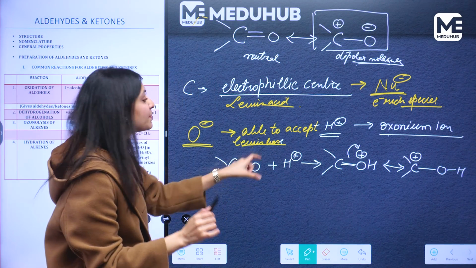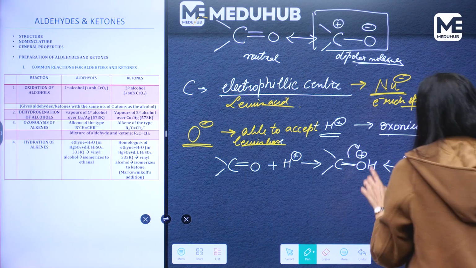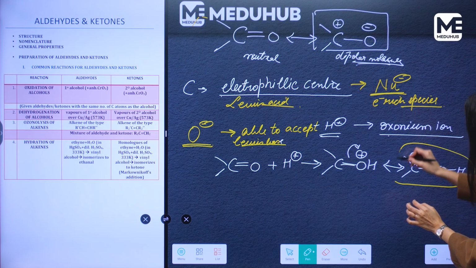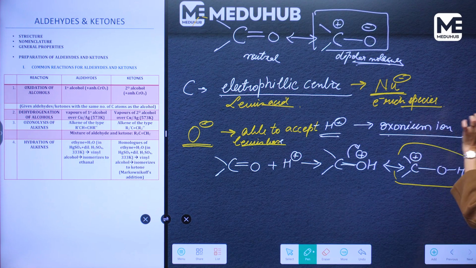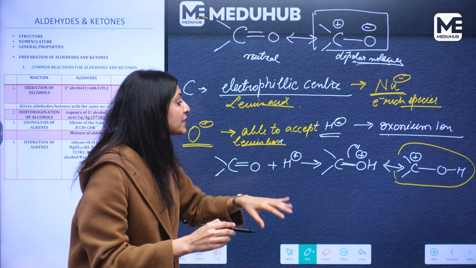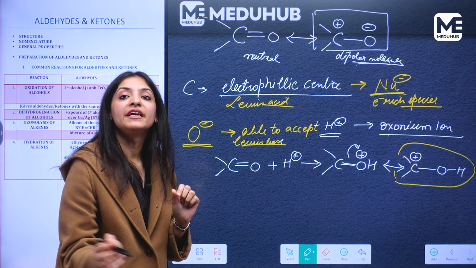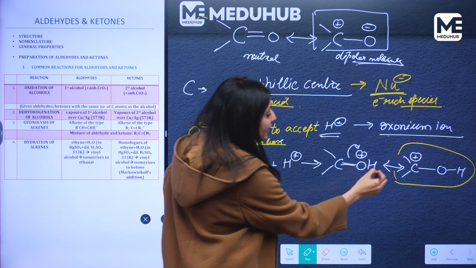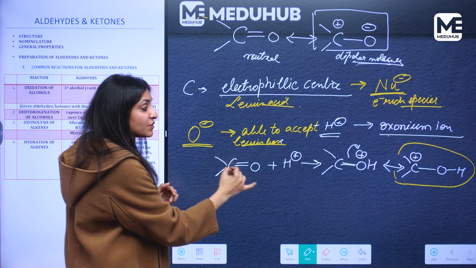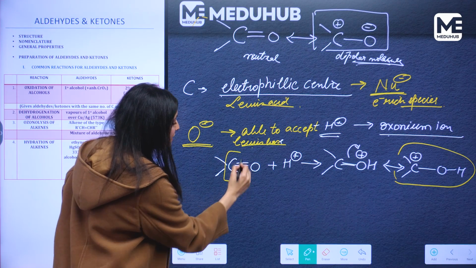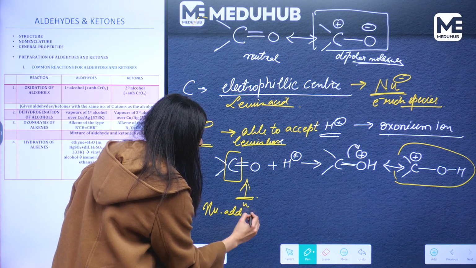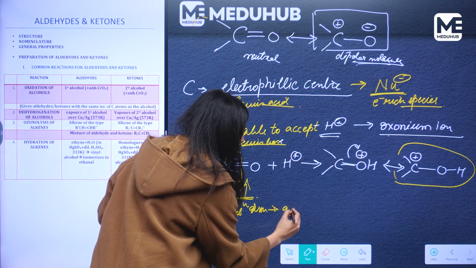Now this means that in the presence of an acid, since this oxygen is getting protonated, this carbon now in this contributing structure gets a positive charge. So it means that if a nucleophile gets added on to a carbonyl group in the presence of an acid, the nucleophilic addition reaction to this carbon is catalyzed by an acid. So in the presence of an acid, the electrophilicity of this carbon increases and hence the nucleophilic addition reactions are acid catalyzed.